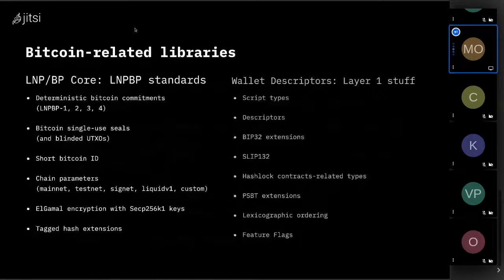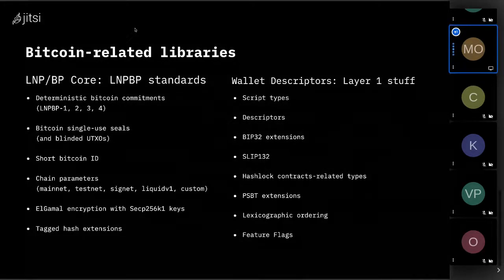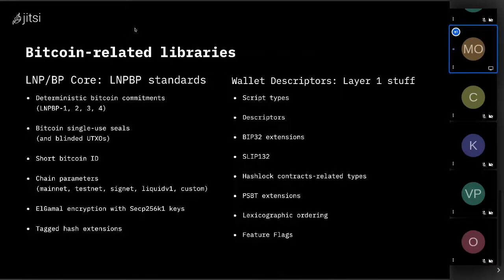So one slide where I would like to cover the difference between Bitcoin-related functionality, how it's currently split between the LNPBP core library and this new wallet descriptors library, or descriptor wallet library. The idea is very simple. Everything that is related and covered by LNPBP standards, even those parts which are not directly RGB specific, is done inside the LNPBP core library. So there we have all the deterministic Bitcoin commitments with miniscript, which we just discussed, and the rest of public key tweaking procedures and all of that.